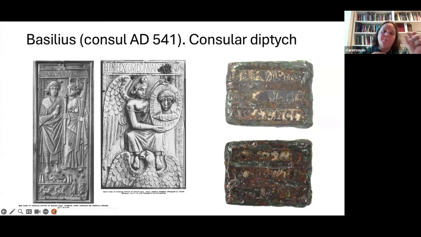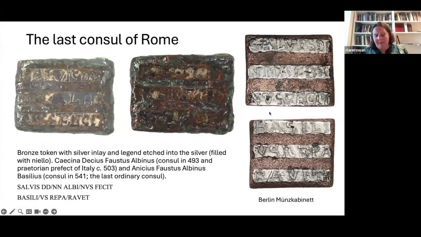And so having a small object inlaid with silver is still, I would argue, probably cheaper than an ivory diptych. But it reflects the changes in how Roman society operated, in that the elite was spending a lot of money on these types of gifts. It became a cultural development that they made these very small portable elite ornamental items. So really, right up until the fall of Rome, we have tokens.